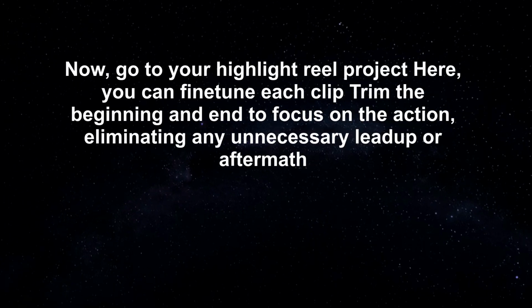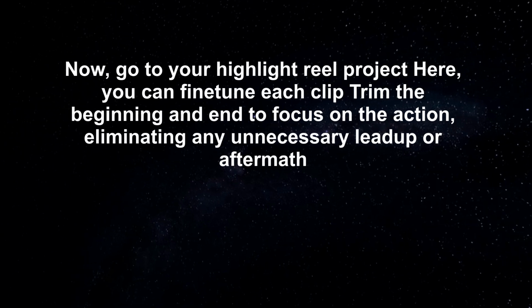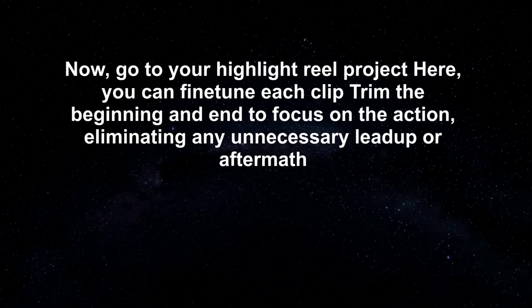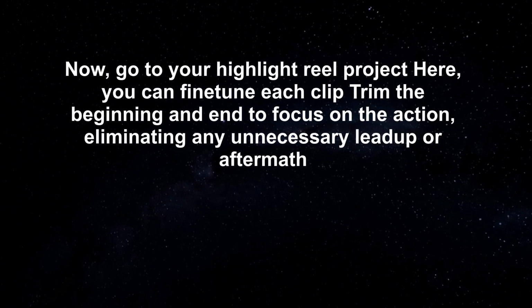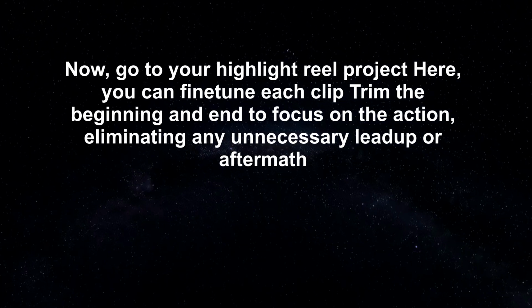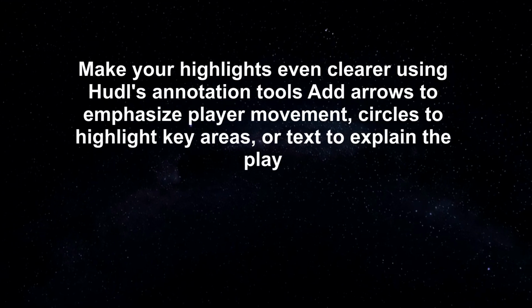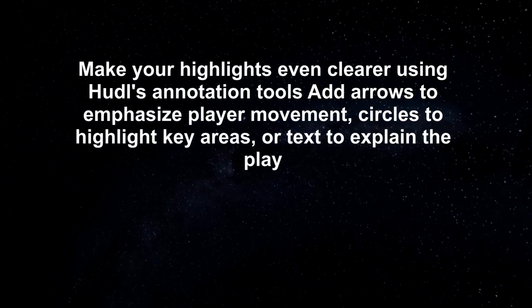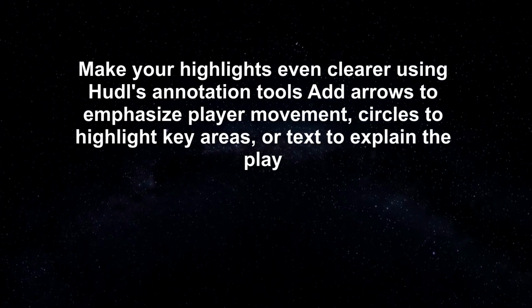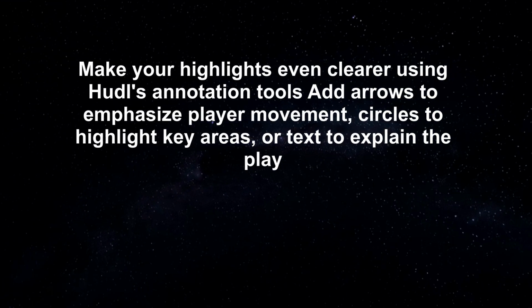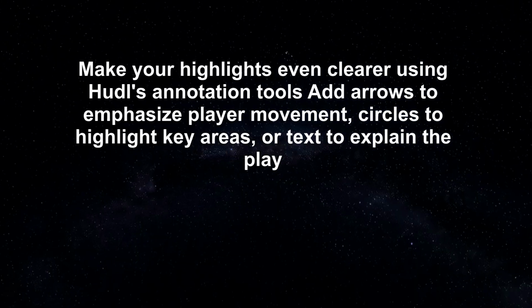Now go to your highlight reel project. Here, you can fine-tune each clip from the beginning and end to focus on the action, eliminating any unnecessary lead-up or aftermath. Make your highlights even clearer using Hudl's Annotation Tools. Add arrows to emphasize player movement, circles to highlight key areas, or text to explain the play.